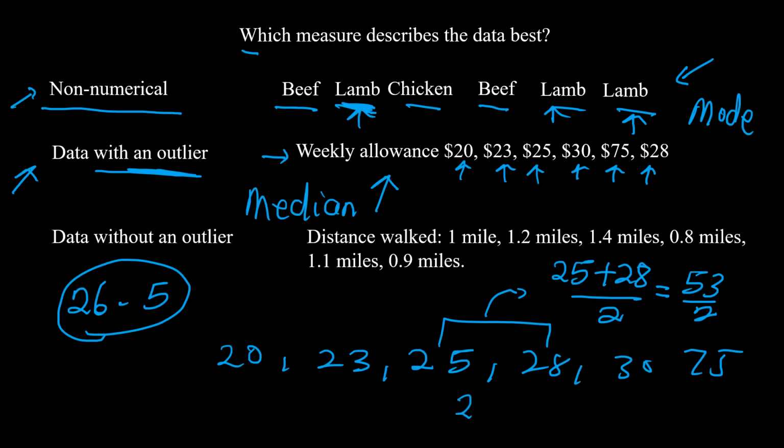Think about it. 26.5 is in the middle here, right? It's bigger than 3 of the numbers, but still smaller than 3 of the numbers. So it's a pretty good measure of this data. Pretty good representative. Okay, what about this one?